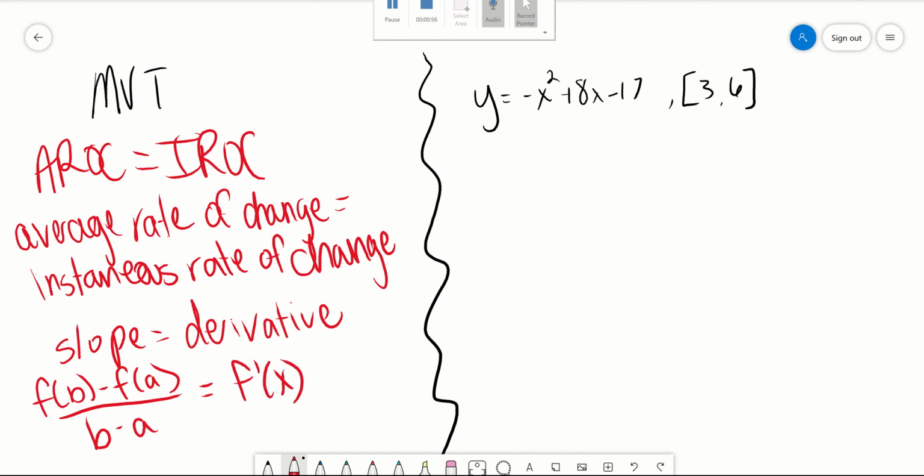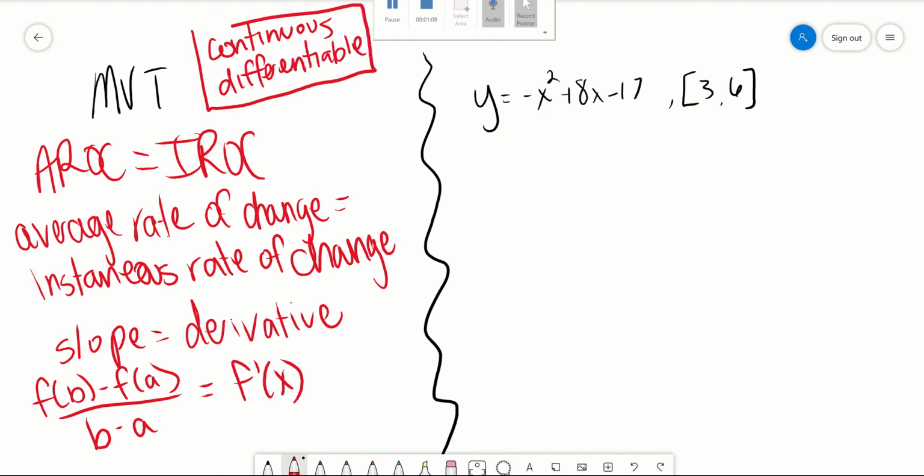So for the mean value theorem to apply, your function needs to be continuous, and it also needs to be differentiable. And so usually what it's going to ask you to do is find the value that satisfies the conclusion for the mean value theorem. So meaning what value of x will make the derivative equal to the slope.